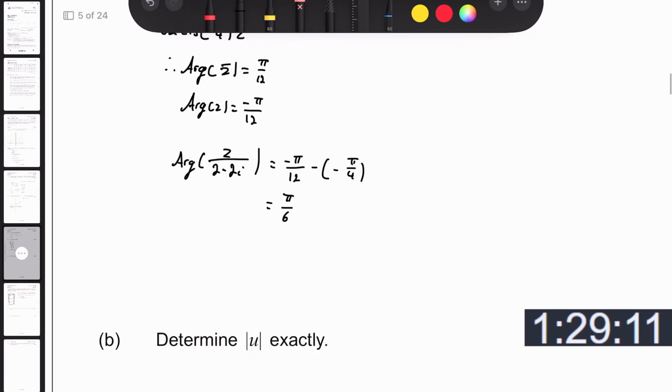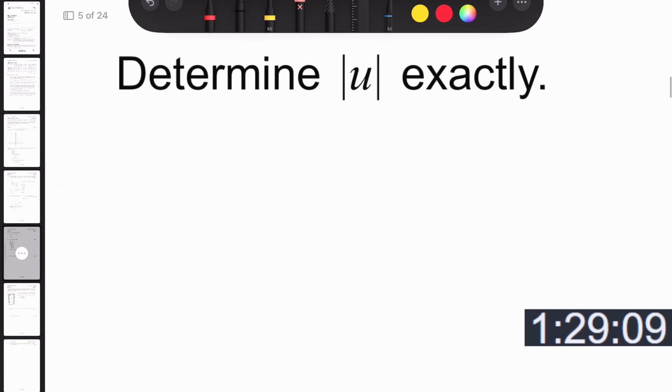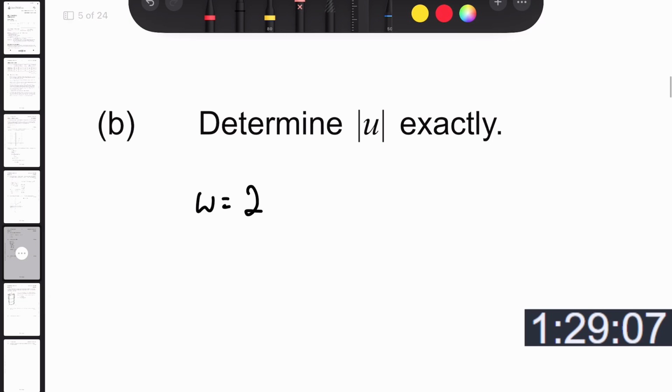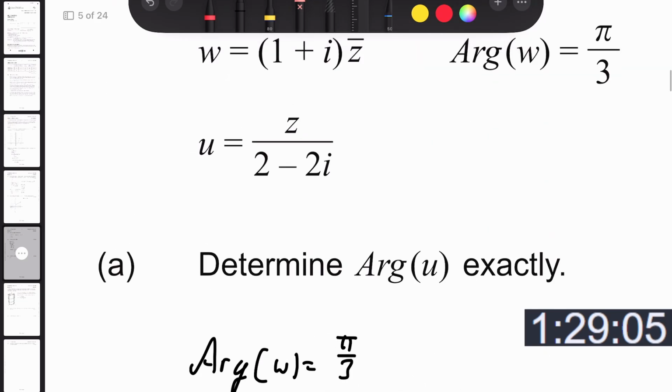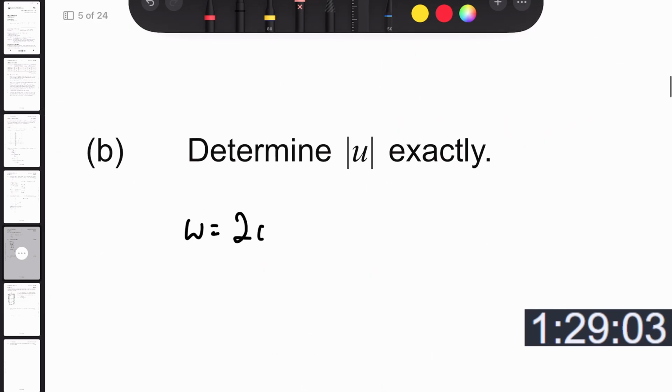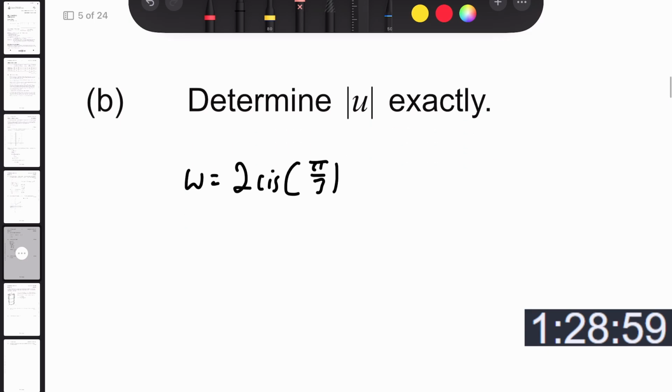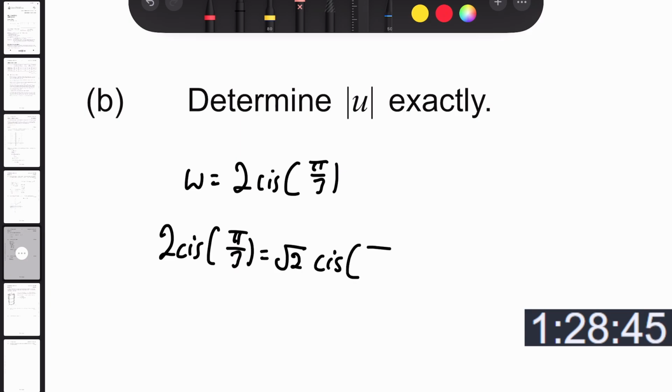Tell me the magnitude of u exactly. Okay, wait, so we actually have enough information to form w. So w is cis pi on 3. So then, magnitude of w is equal to 2. So then, I'll do this. Since cis of pi on 3 is equal to square root of 2 cis pi on 4.